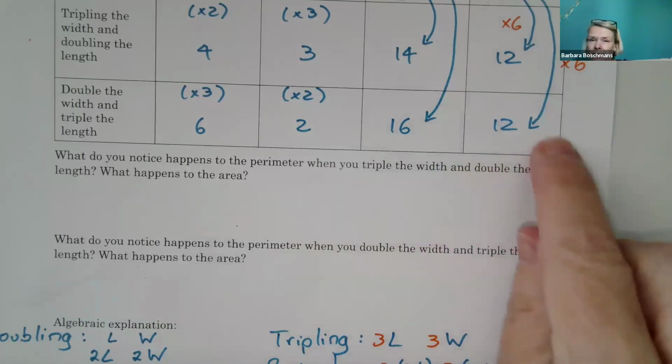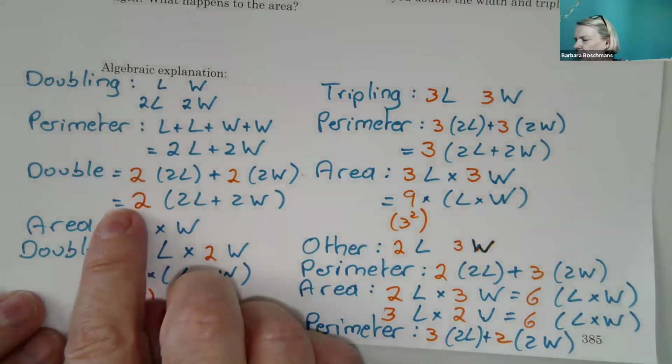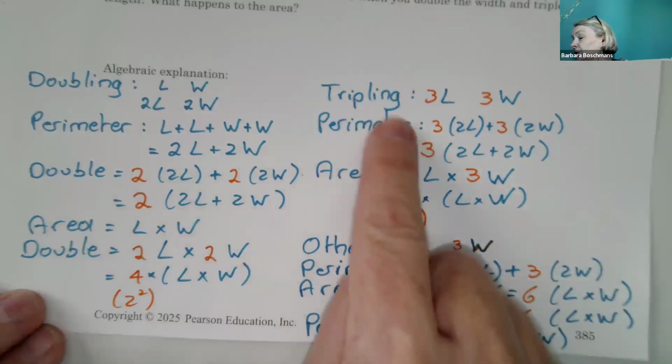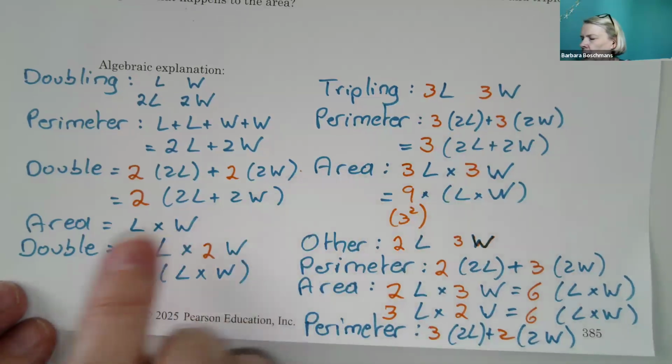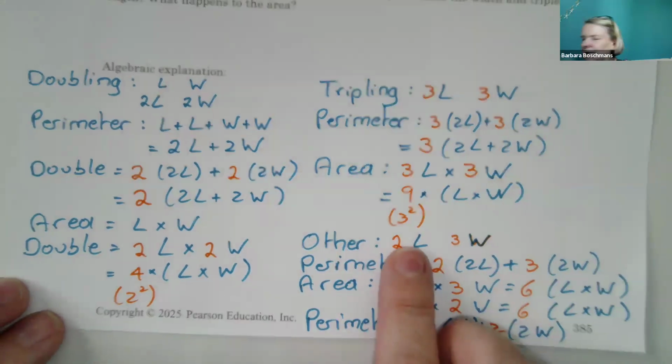But yes, on area, and hopefully you have these patterns: when you double the sides, you double the perimeter. When you triple the sides, you triple the perimeter. When you double the sides, you quadruple the area. When you triple the sides, it multiplies the area by nine.